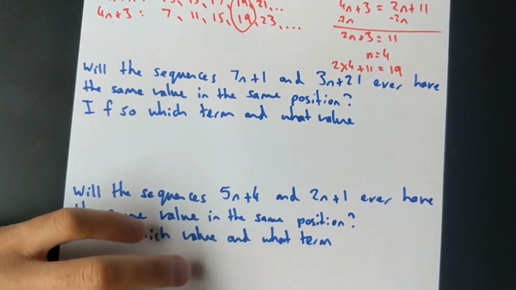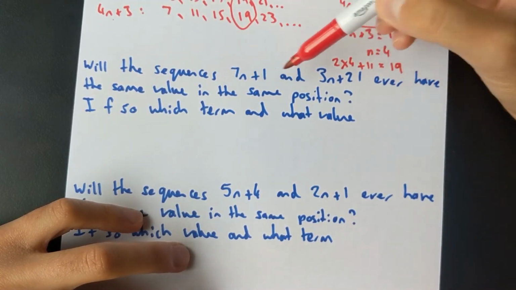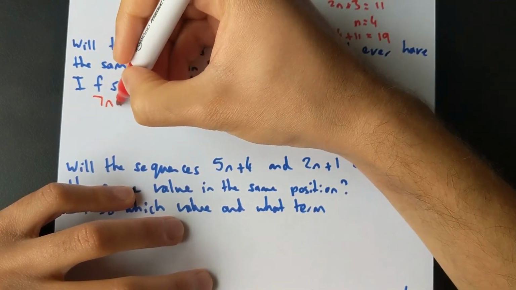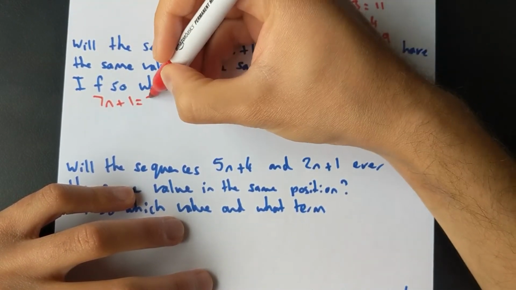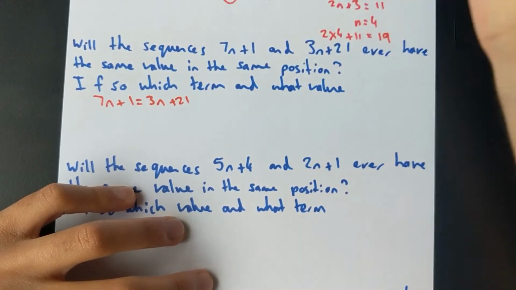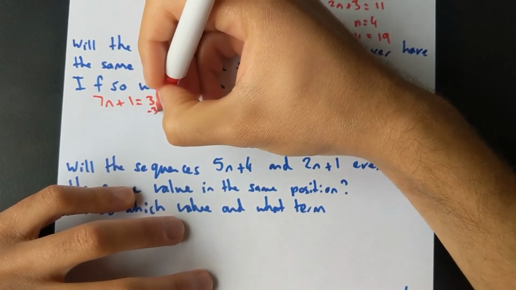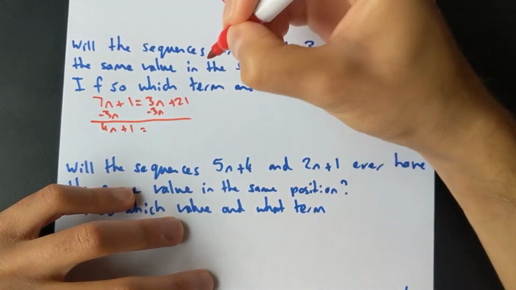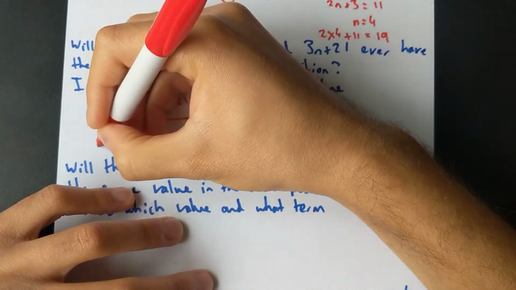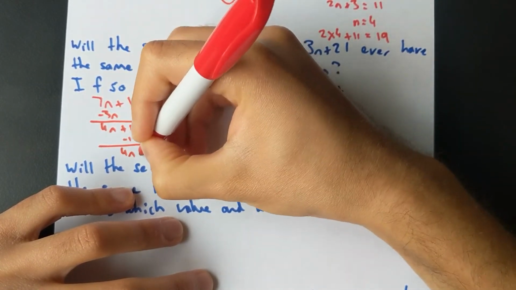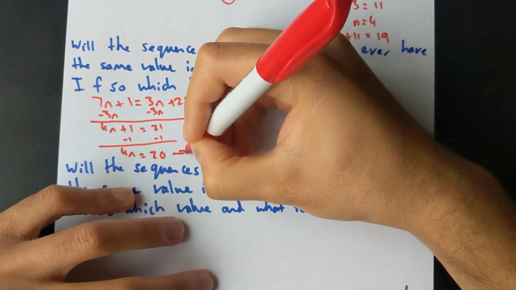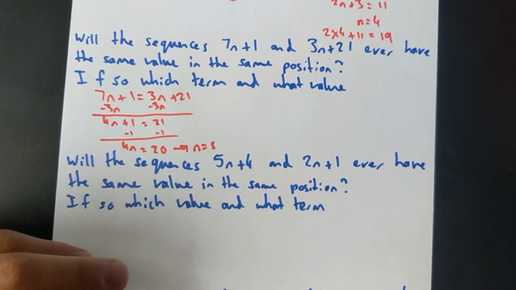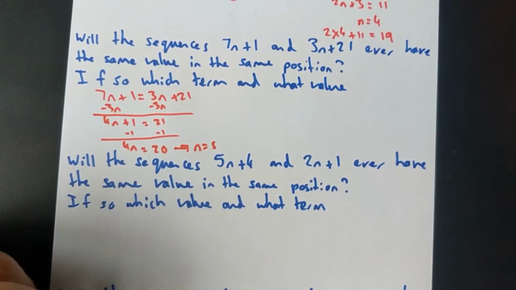So let's try that quick method with the sequences 7n plus 1 and 3n plus 21. So 7n plus 1 is equal to 3n plus 21. I would take away the 3n, and I would take away the 1. I would get 4n is equal to 20. So n equals 5. That means they're exactly the same in the fifth position. The fifth term is going to be exactly the same.